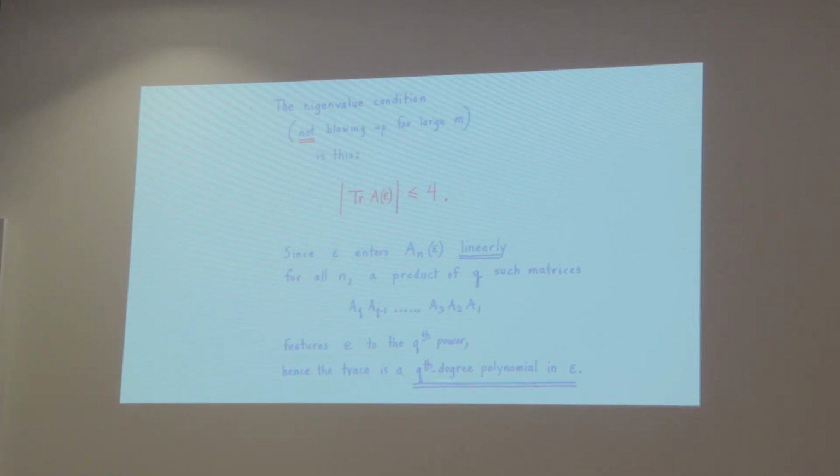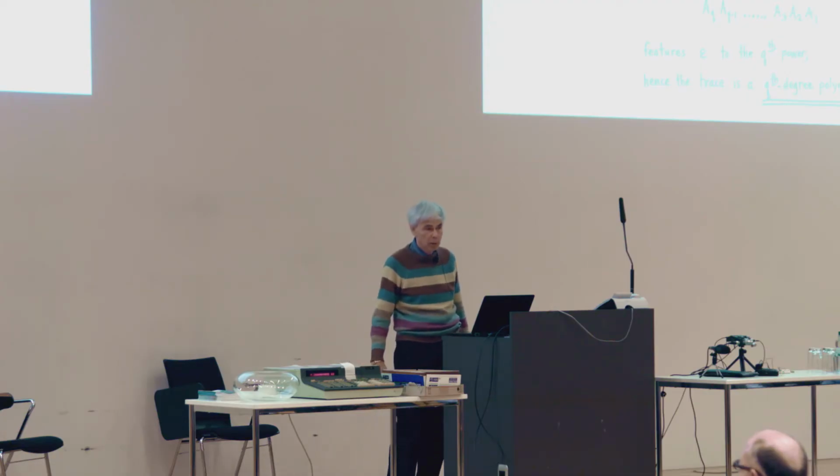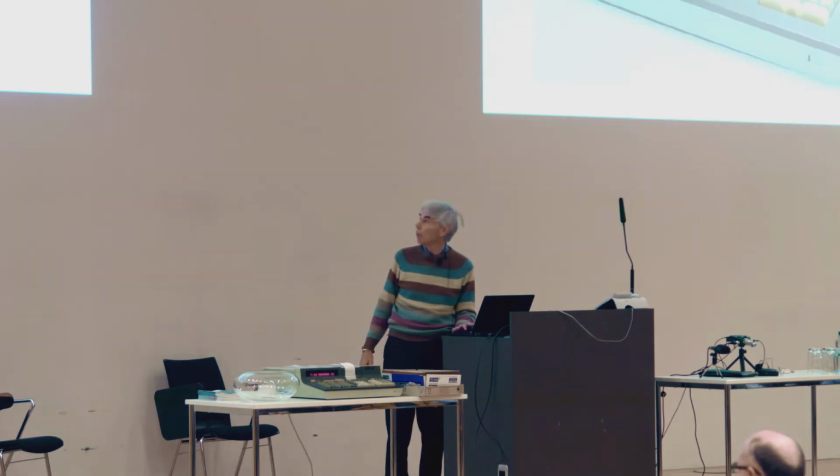it's a polynomial of degree q, where q is the denominator of the rational numbers. So in the case of 1/3, as I just showed you earlier, it would be a cubic polynomial. In the case of 2/5, it would be a 5th degree polynomial.